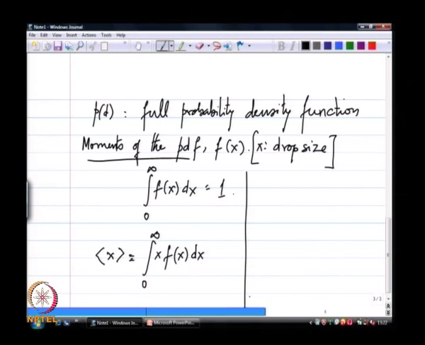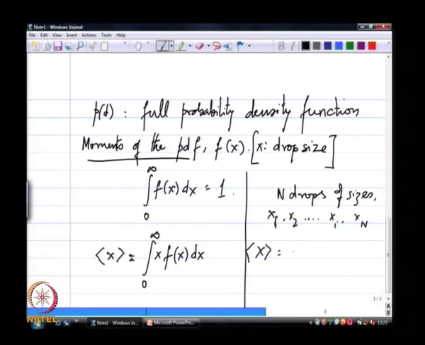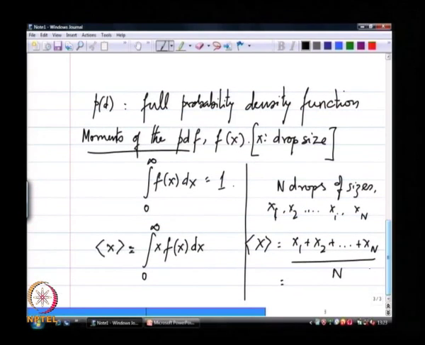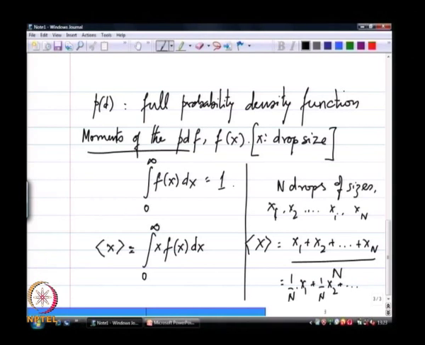So, just to illustrate the point, if I have, let us say, different sizes x1, x2, dot dot dot, some xi, xn, I have n drops of sizes, then the mean drop size for this sample we all know would be x1, x2, and so on, divided by n. All you are saying is that each drop has a probability 1 by n. So, you are essentially multiplying 1 by n times x1 plus 1 by n times x2. Now, if x1 and x2 were the same, for example, in this set, then that would become 2 by n x1, because you have two drops of size x1. So, essentially what we do by average is the same as what we are doing in the sense of probability density.